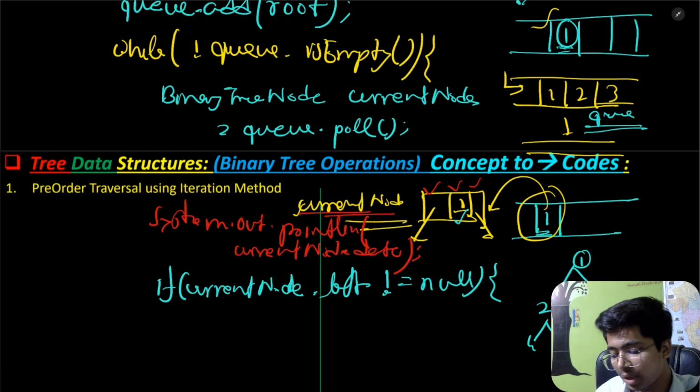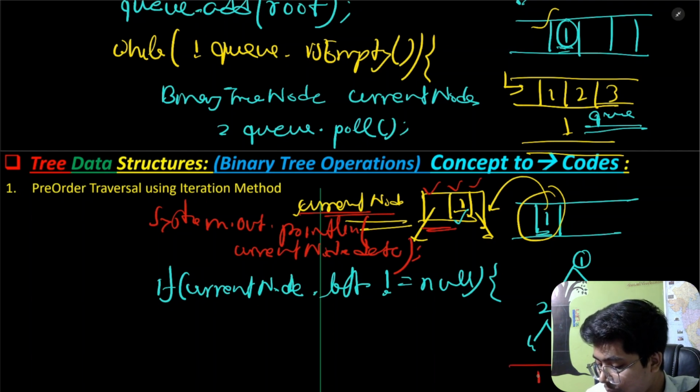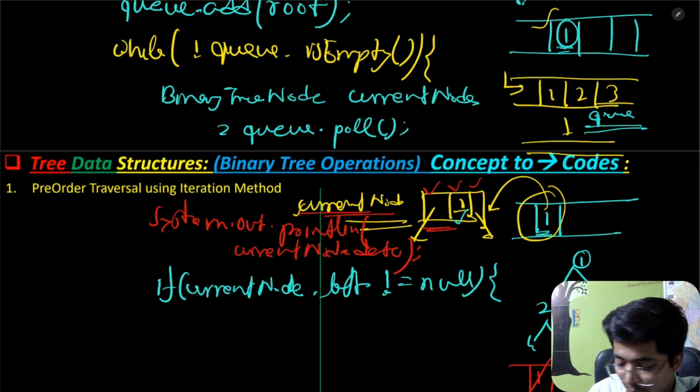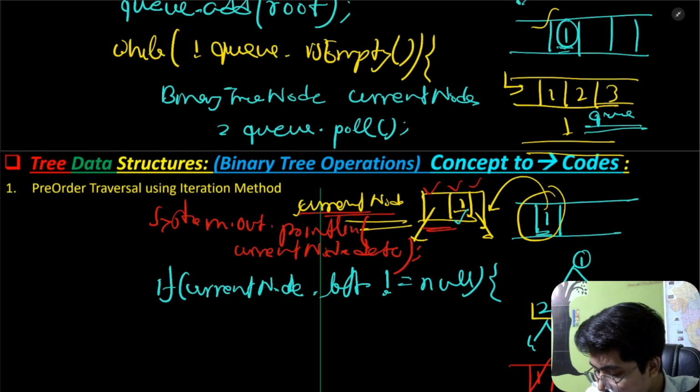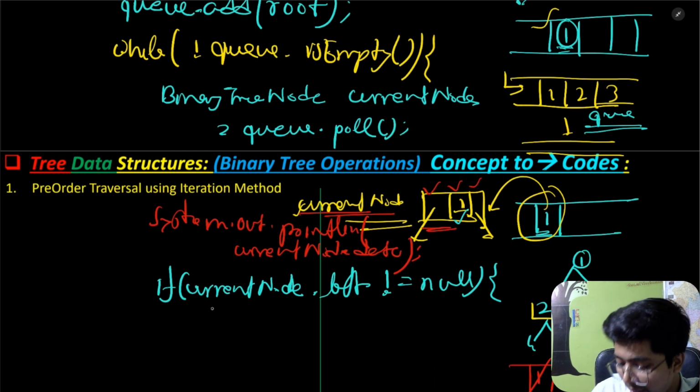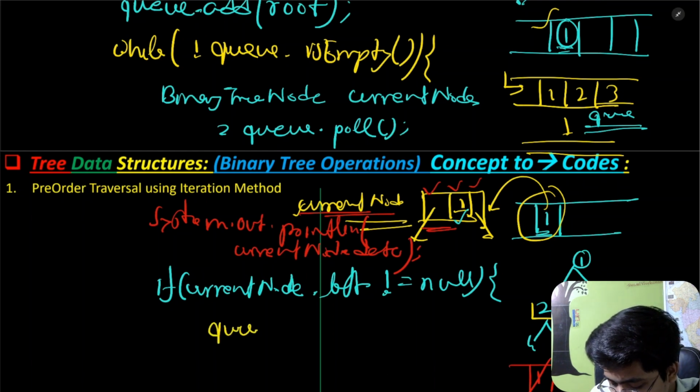Now we'll be checking if current node dot left is not equal to null. Now current node dot left is not null. So what will we do? We'll just be inserting. We have visited the one, so one is crossed. Now we want to insert the elements 2 and 3. So again we'll be applying the function queue dot add, and simply we'll be adding 2.